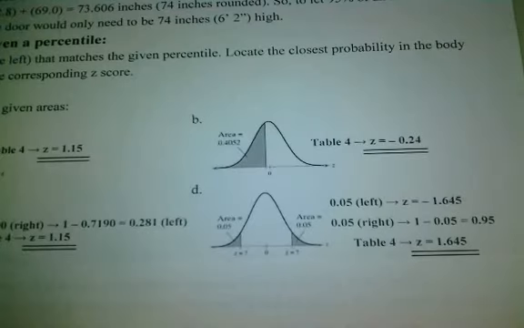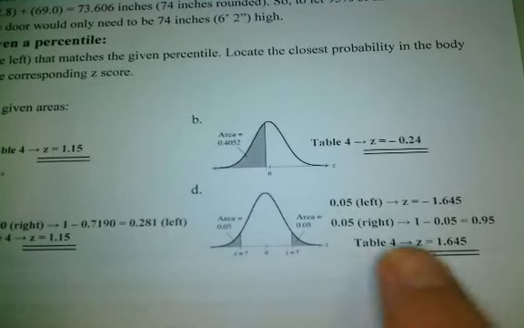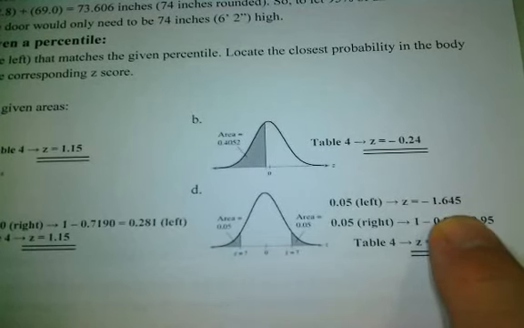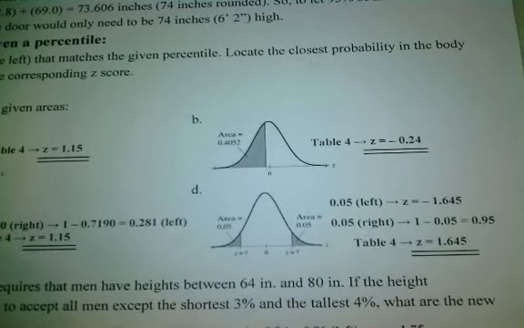Please note the symmetry of the positive and negative sides. 0.05 on this side, 0.05 on that side. The one gave me a negative 1.645, the other one gave me a positive 1.645. Those would be the two z-scores bounding those particular probability areas.